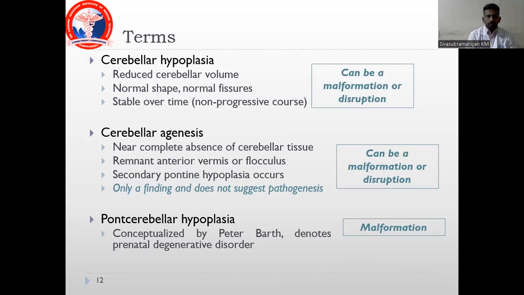The other one is called pontocerebellar hypoplasia. This is important. It was conceptualized by Peter Barth, and it denotes a degenerative prenatal disorder, which is congenital, and it is a malformation, and it is not a disruption.